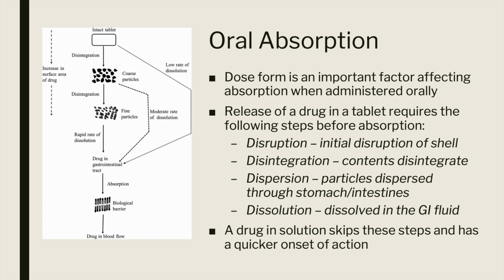So when you take a pill or a tablet, there are different stages, the 4 Ds. So disruption. Disruption means that the pill, which has a shell or coating on it, has to be disrupted, right? So it has to be dissolved or somehow broken. We have to disrupt the shell. Then the contents that are inside of the pill have to disintegrate, right? So they have to break up. Then those particles need to be dispersed through the stomach and intestine, and then dissolution.